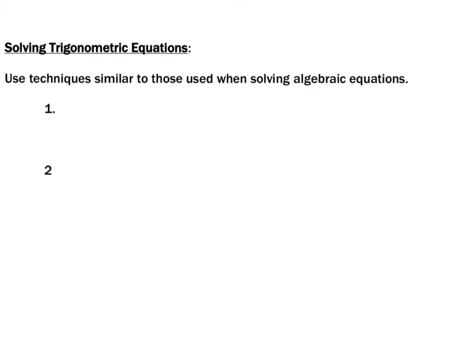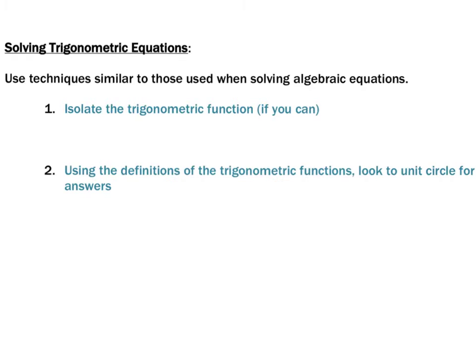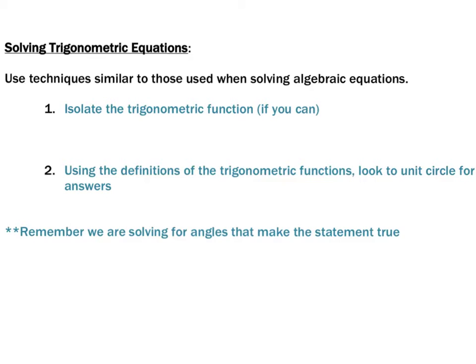Alright, solving trig equations. We're going to use similar techniques to what we did in Algebra 1 and Algebra 2. The first thing we're going to have to do is isolate the trig function. After we isolate the trig function, we're simply going to use the definitions for each trig function and look to the unit circle for our answers. Now remember, when we're solving these trig equations, our answers are going to be angles. So we're trying to find the angle that is going to make the statement true.